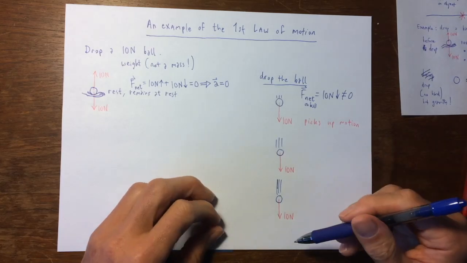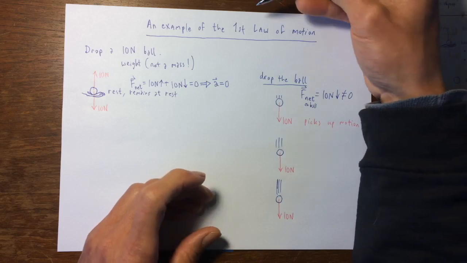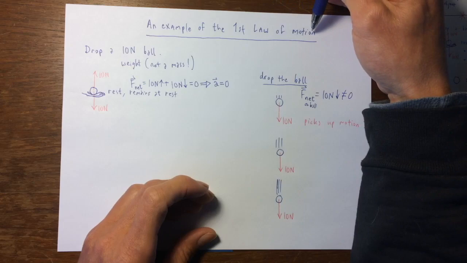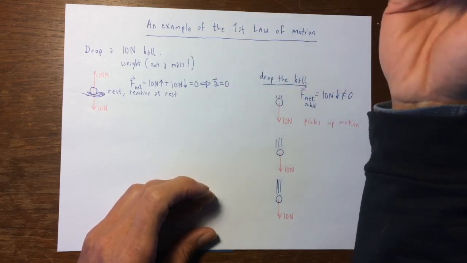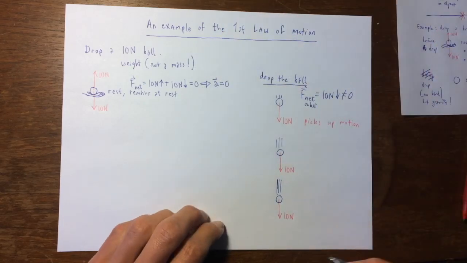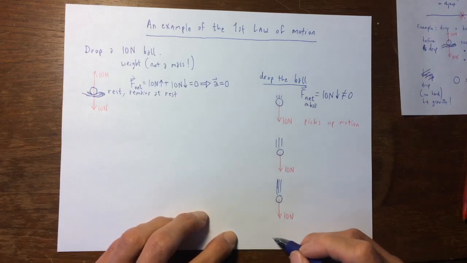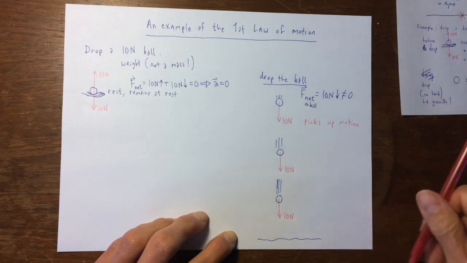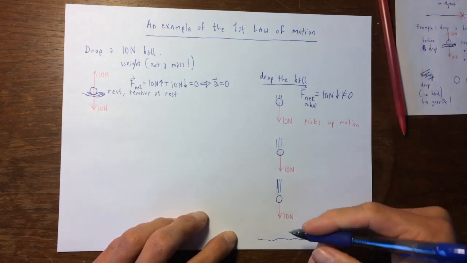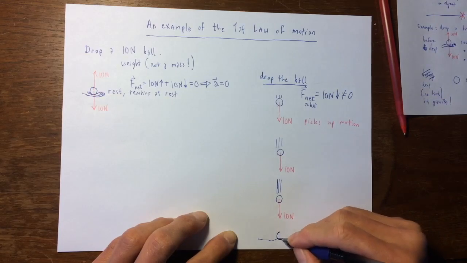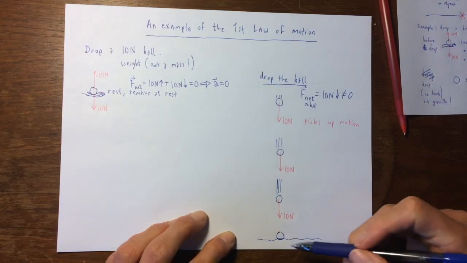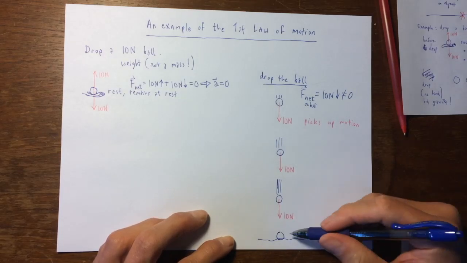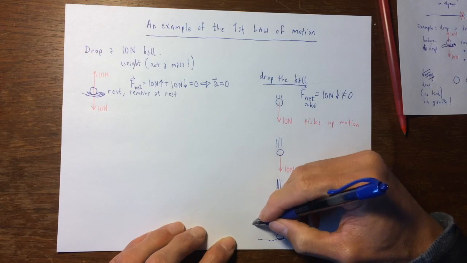I hope it's straightforward. It's a use of the first law of motion to analyze dropping a ball. Interestingly, what if the ground is down here? When the ball shows up at the ground, the ground is going to be able to begin to supply a force depending on how much of the ball is touching the ground.